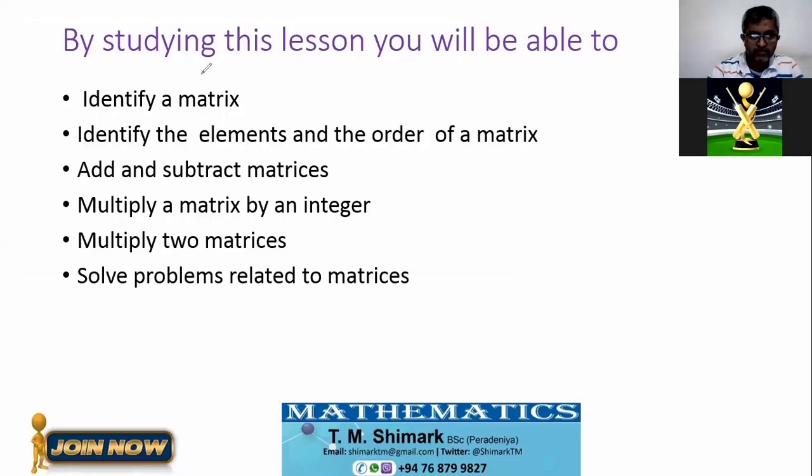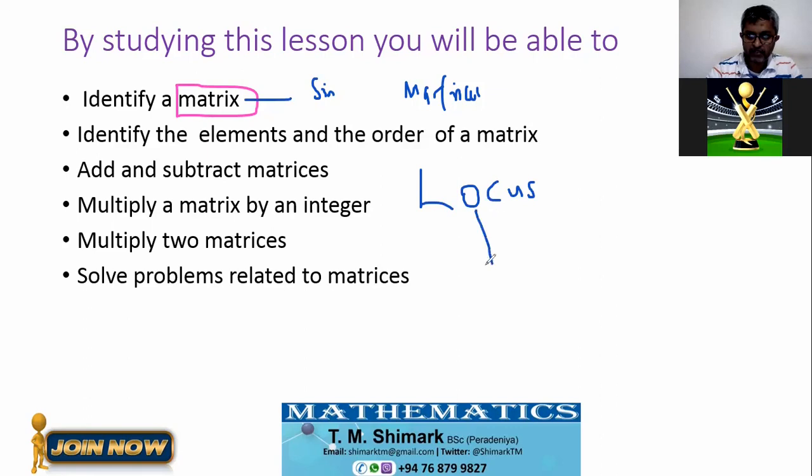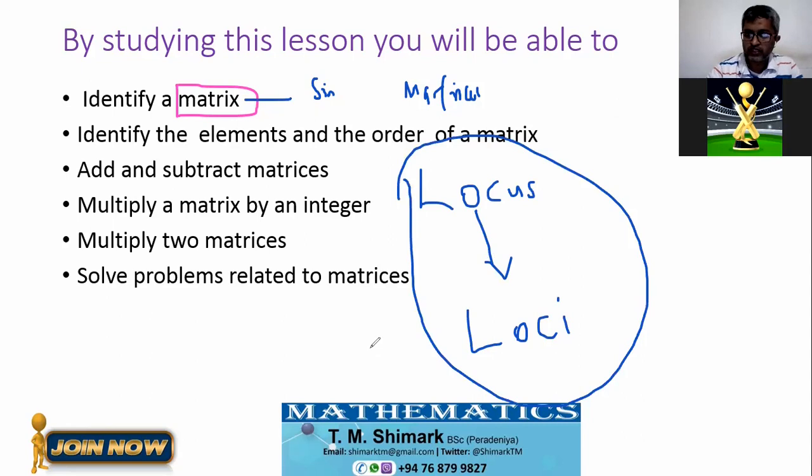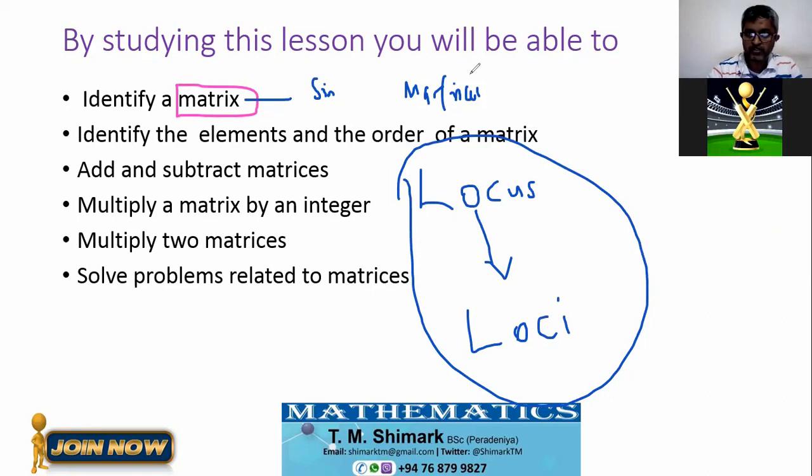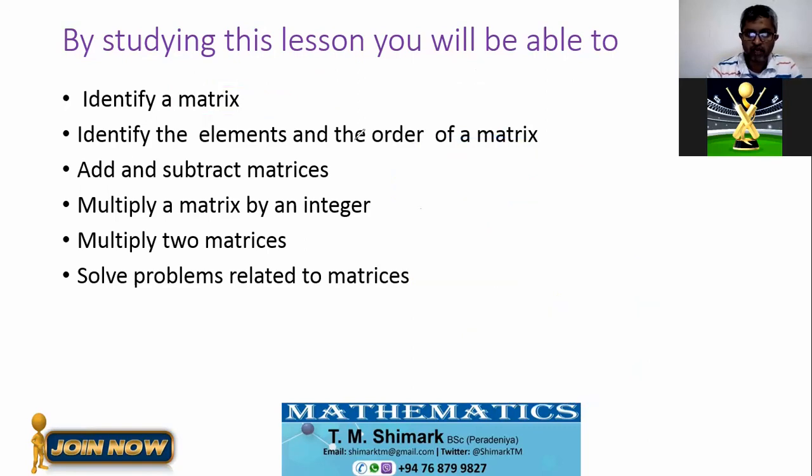You know what's the difference between matrices and matrix? Matrices is the plural. Matrix is the singular. We have something like locus, and the plural of locus is loci. These two are singular and plural. Radius is singular and radii is plural. You should know these words, because you are writing an exam, and sometimes some words may come and confuse you.